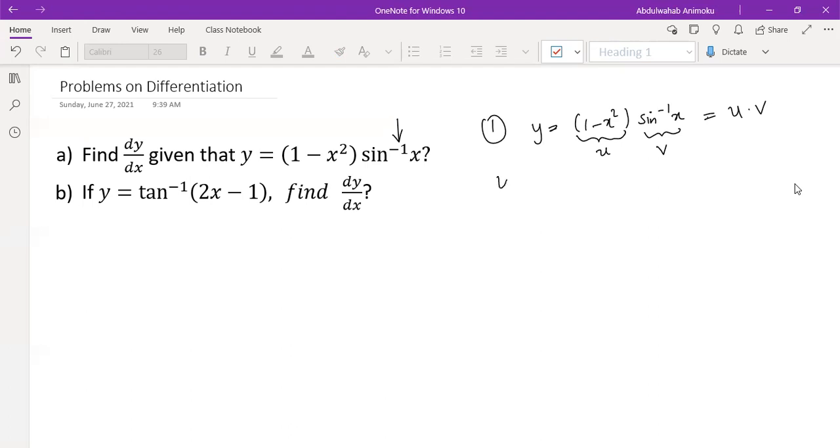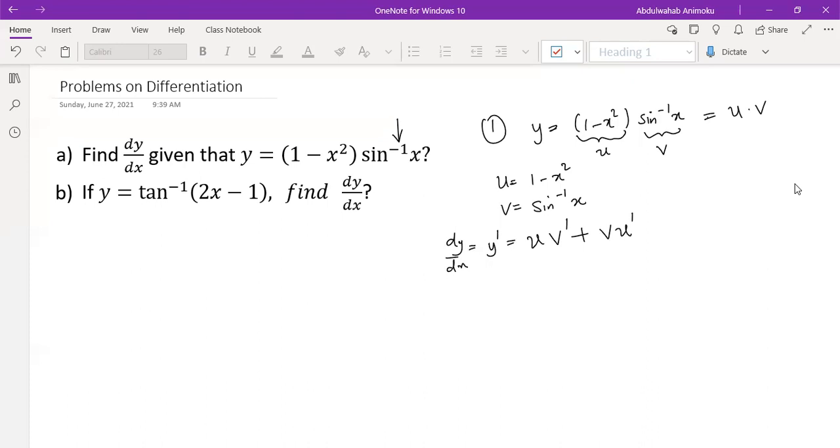So let's see. So u is what? 1 minus x squared, and v is what? Sine inverse of x. So we understand that dy/dx, which is y prime, that we need to solve is basically u times v prime plus v times u prime. So we need to find u prime and we need to find v prime to complete this problem.